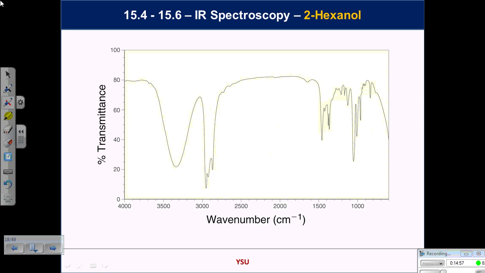Now, this molecule happens to be something called 2-hexanol. So this is an alcohol, right? This contains the OH group. So 1, 2, 3, 4, 5, 6, and at carbon 2 I have an OH.